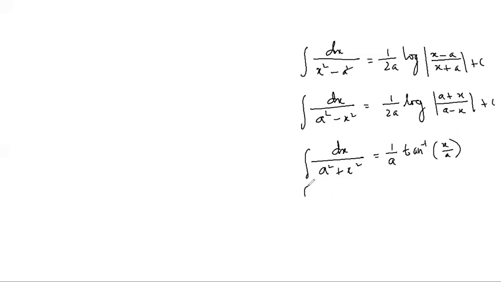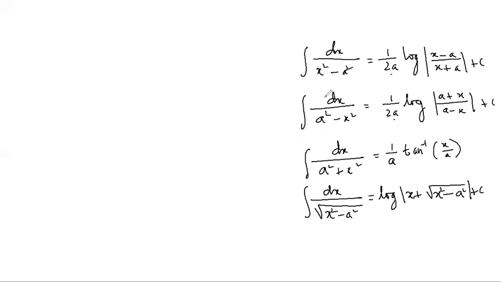Then we have 3 more formulae with the square roots. Root of x square minus a square. This is also log: log of x plus the denominator. See, there is no prefix when there is a root. There are prefixes 1 by 2a, 1 by 2a, 1 by a when there is no root. When there is a square root, no prefix. Then I am going to go to root of x square plus a square. This is also the same formula: log of x plus the denominator.